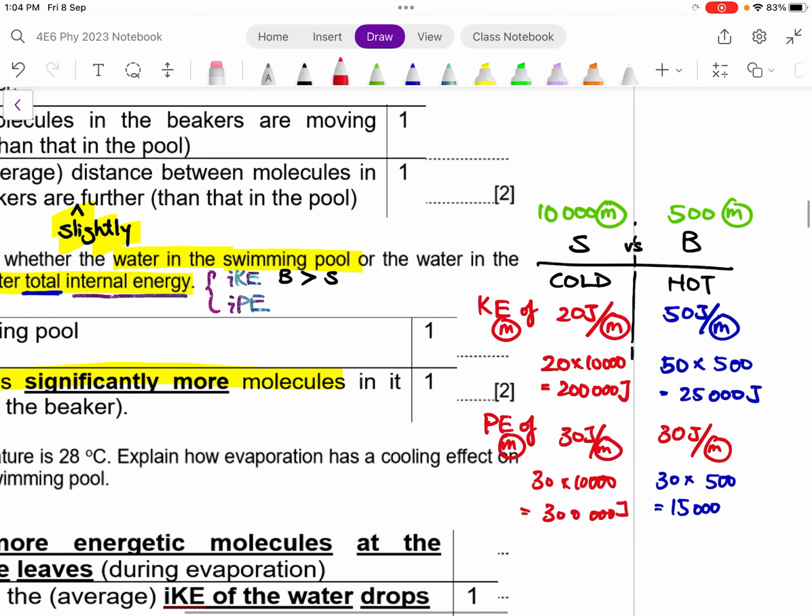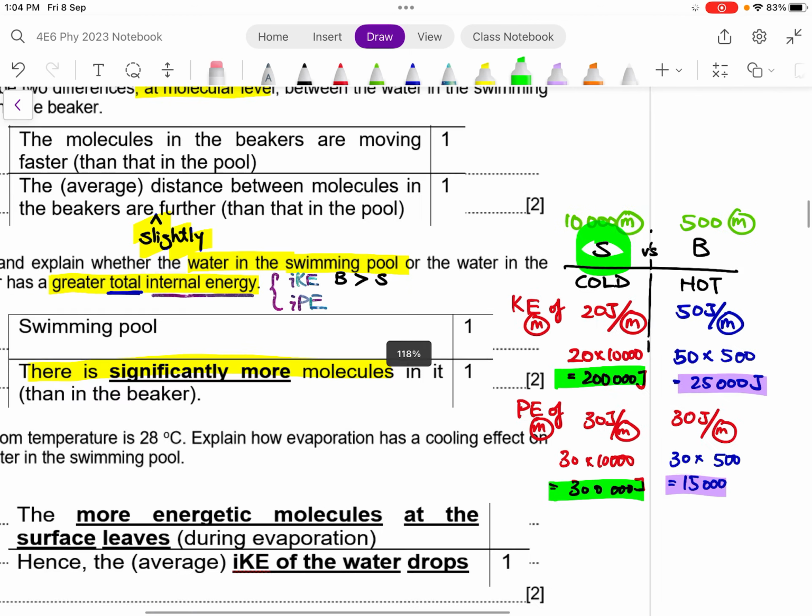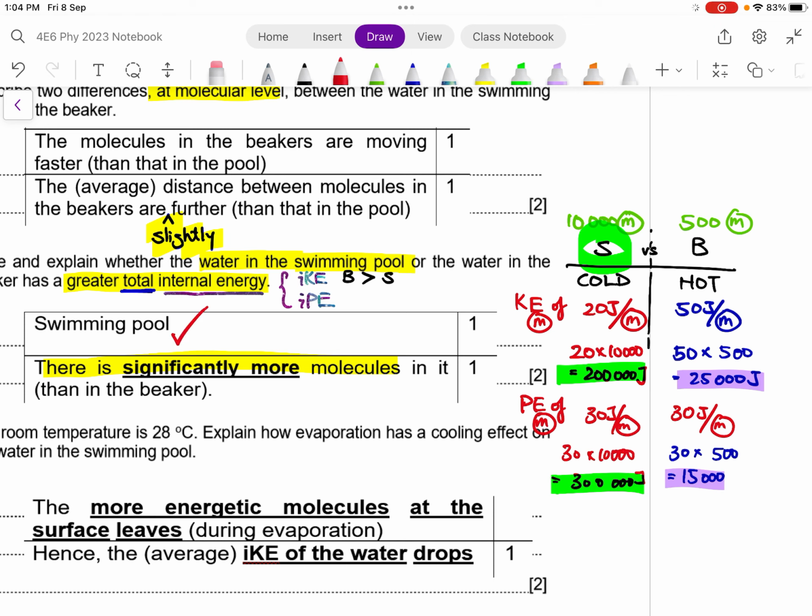So, total internal energy, it will be this plus this versus this plus this. Which one is higher? Obviously, it's going to be the swimming pool. Because of this, the total internal energy of the swimming pool will be higher because it has significantly more molecules in it, even though on average, right? On average, what do I mean by on average? If we are looking at per one molecule, the beaker will be higher because it's warmer. But if we look at the total, then the swimming pool will be higher.